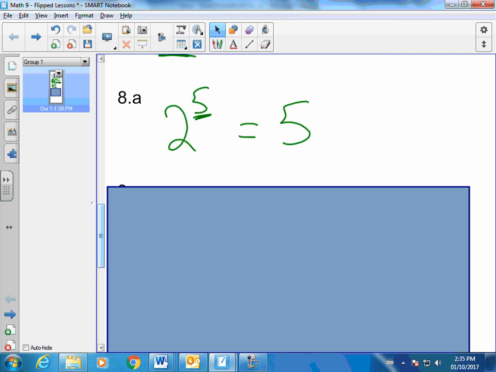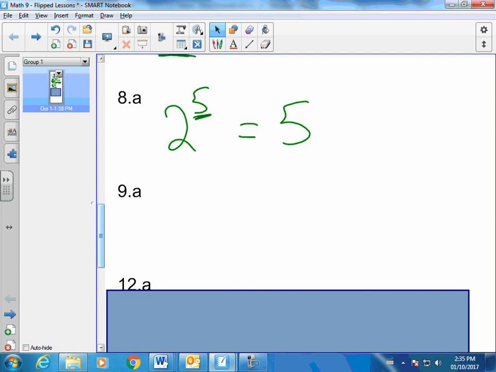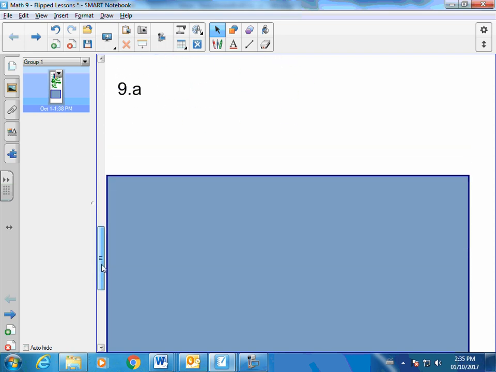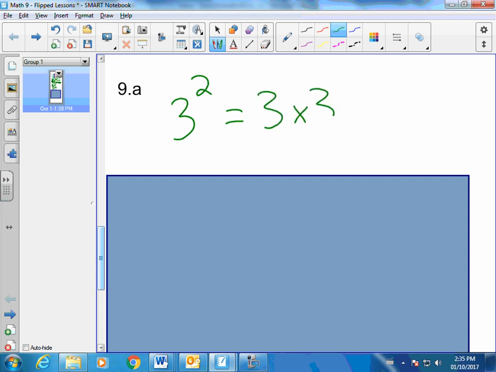Question 9. What they want you to do is break this down from an exponent into a multiplication equation. So if we start with 3 squared, well, we've already done this one before, but what they want you to do is write out the multiplication statement. So this one is going to be 3 times 3, because 3 is my base, so I use it here. 2 is the exponent, so I'm going to multiply it 2 times. 3 times 3.